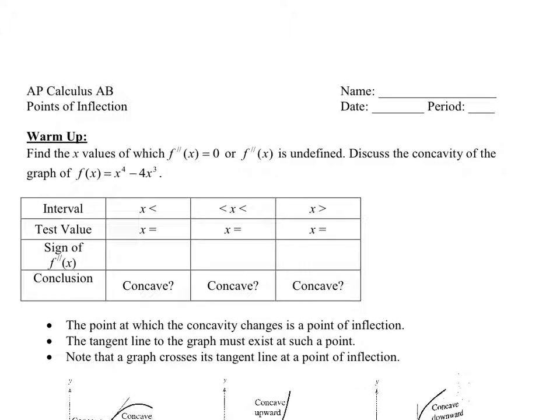Those points have names. Wait, I thought it's the relative max or min. That's where the first derivative changes from positive to negative or negative to positive. This is where the second derivative changes. We have another name for those points, and the name is the point of inflection. You can see the term right down here, the point of inflection.